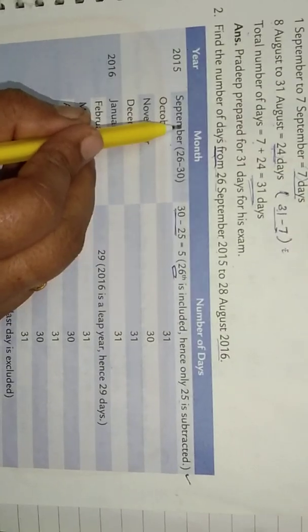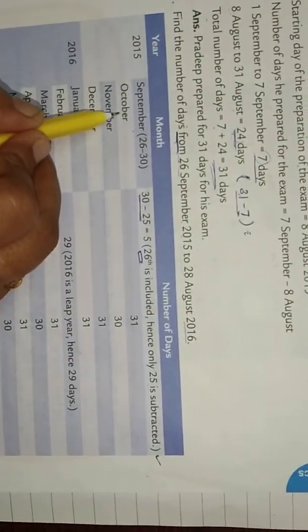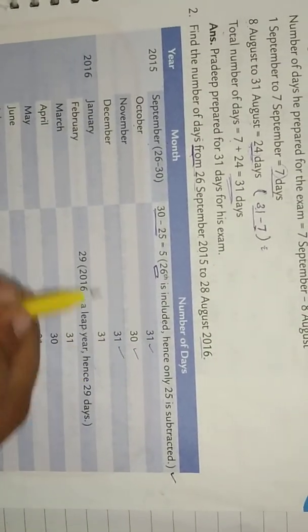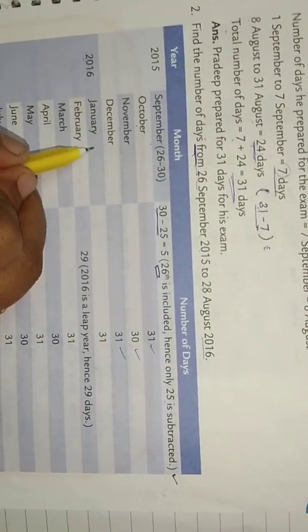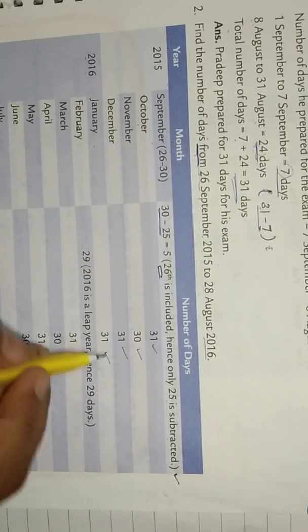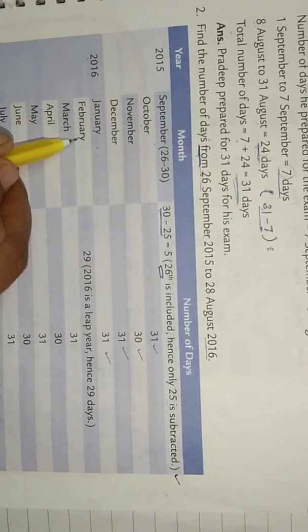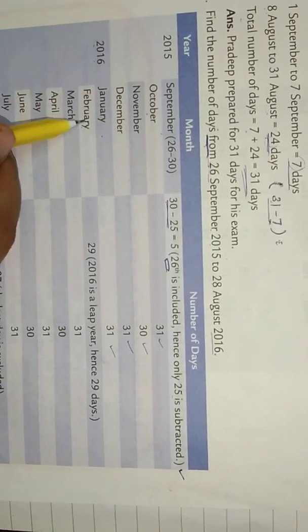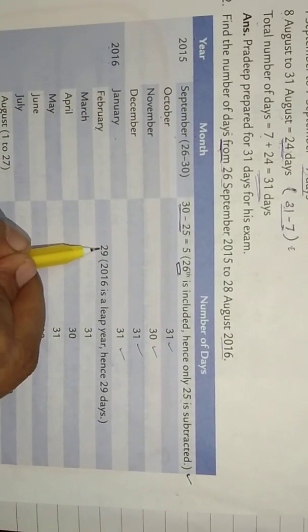After September the next month is October. In October we have 31 days. November has 30 days. December has 31 days. The next month is January 2016. In January also we have 31 days. February: 2016 is a leap year, that also we have to remember, so February has 29 days.